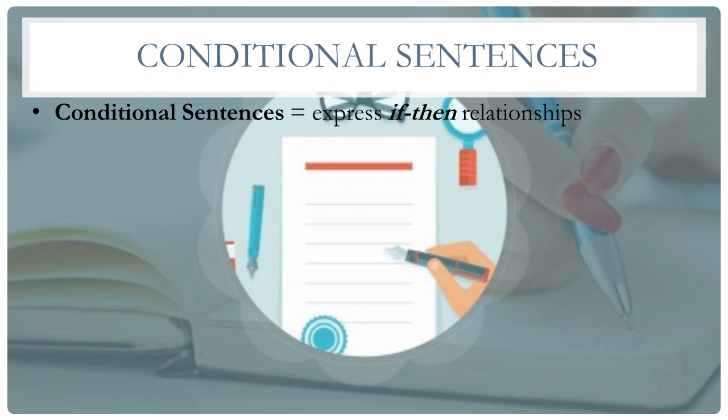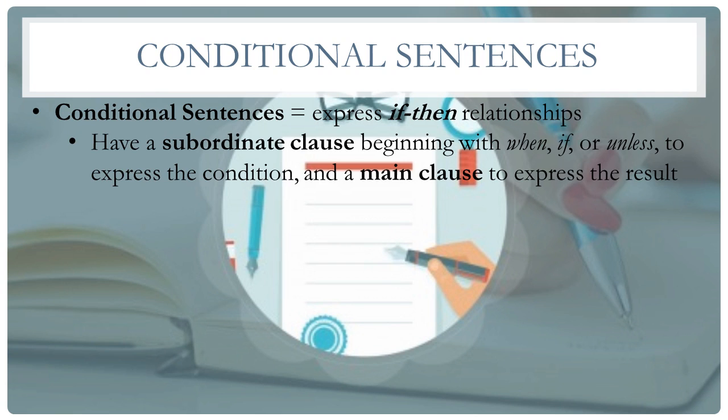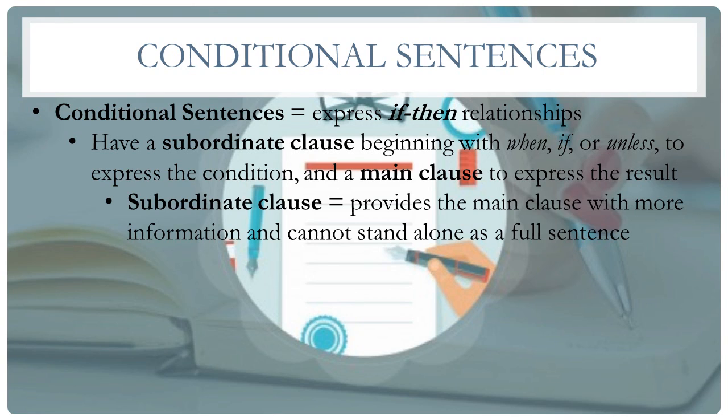A conditional sentence is one that expresses an if-then relationship. They are made up of both a subordinate clause, which begins with when, if, or unless, and a main clause. The subordinate clause expresses the condition, and the main clause expresses the result.